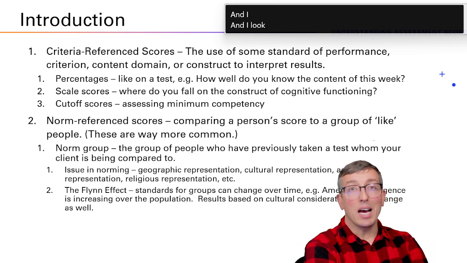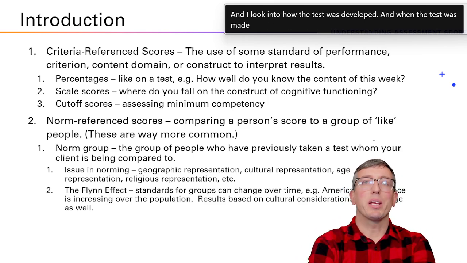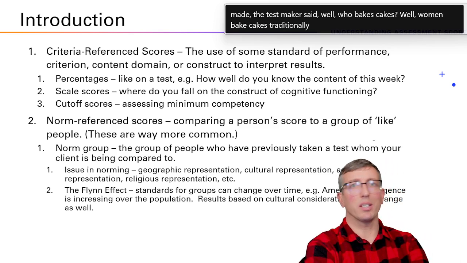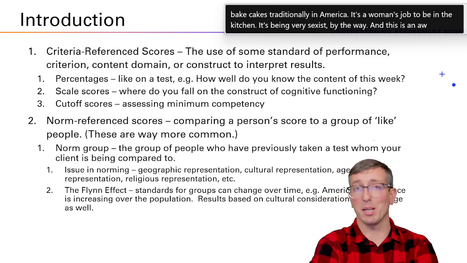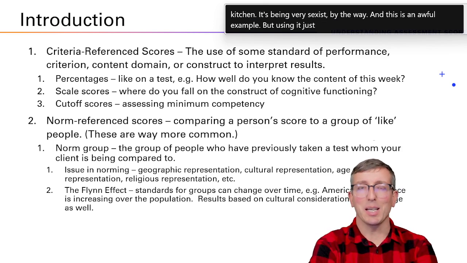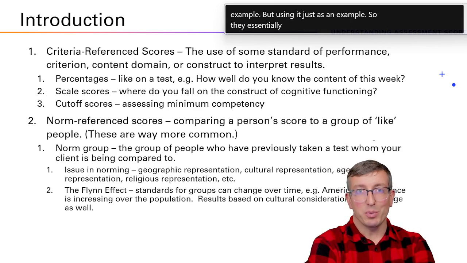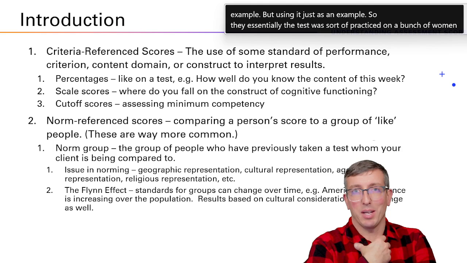And I look into how the test was developed. And when the test was made, the test maker said, well, who bakes cakes? Well, women bake cakes. Traditionally in America, it's a woman's job to be in the kitchen. It's being very sexist, by the way. And this is an awful example, but I'm using it just as an example. So essentially, the test was sort of practiced on a bunch of women. But I am not like a woman.